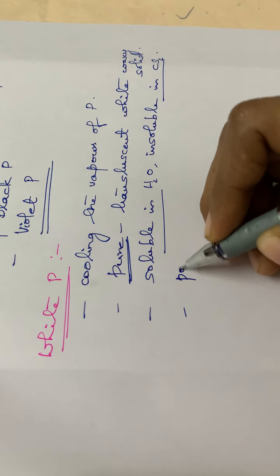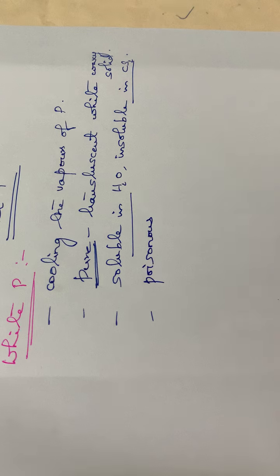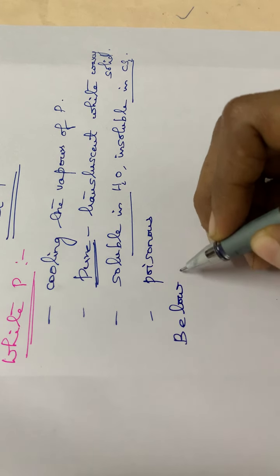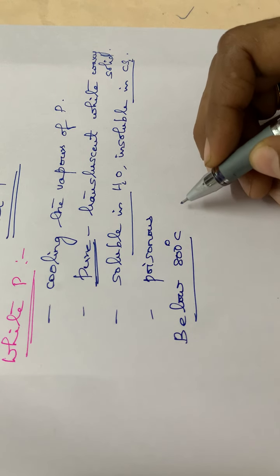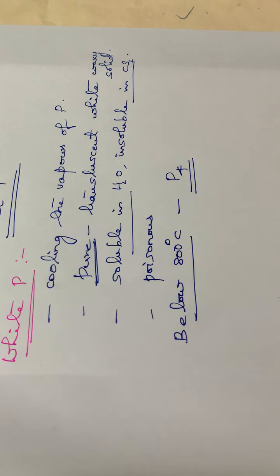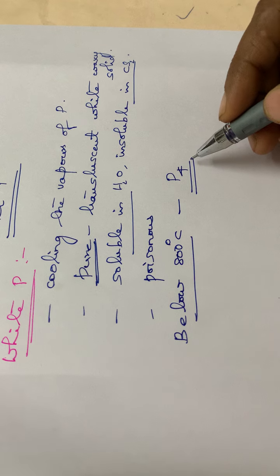Also, white phosphorus is poisonous. At 800 degrees Celsius or below, it corresponds to the formula P4. Below 800 degrees Celsius, it exists as P4.